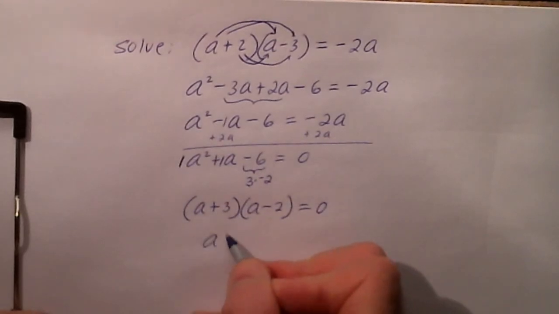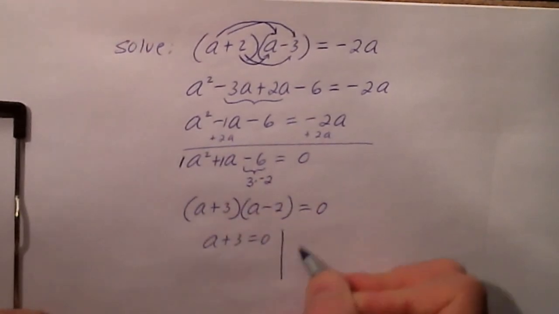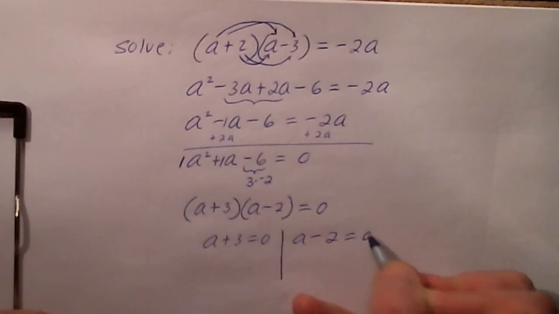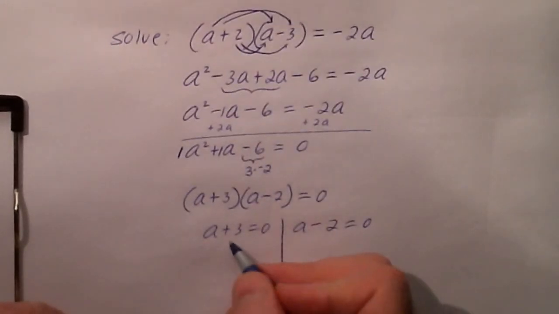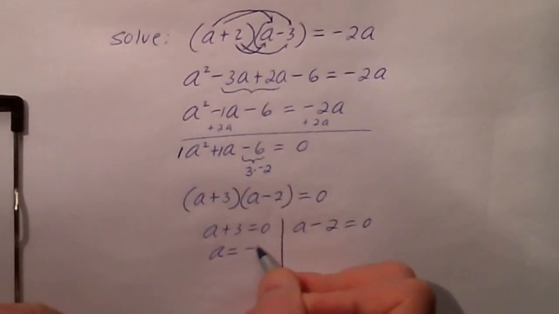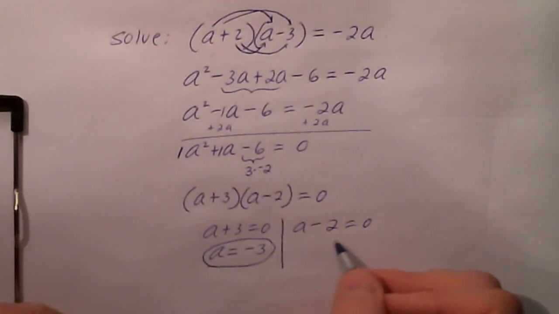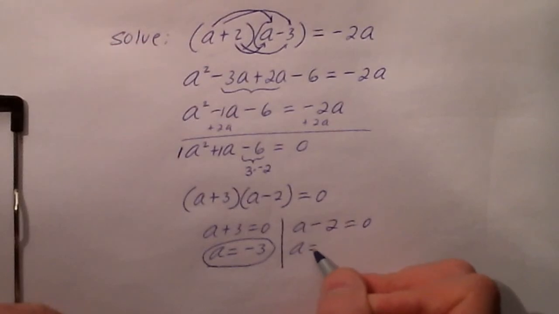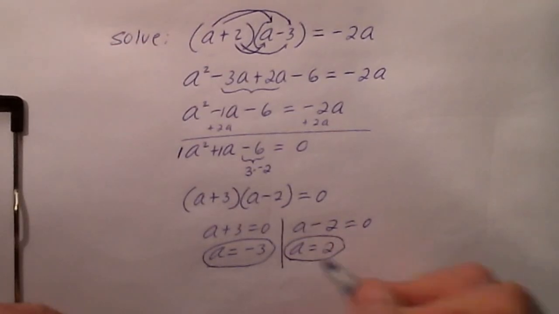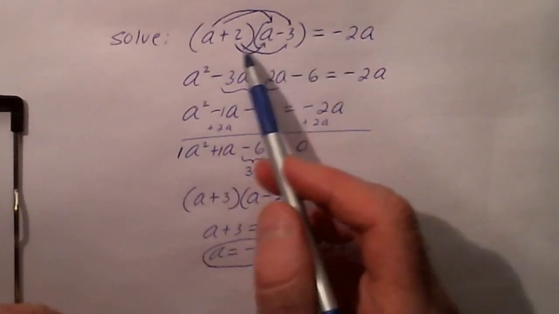Set both factors equal to 0. And now we just have two simple equations to solve. This equation, when you subtract 3 from both sides, will give us one solution as being -3. And solving this simple equation by adding 2 to both sides, we get our last solution as being +2. And we're done. So these are the two solutions to what really is a second degree equation up here.